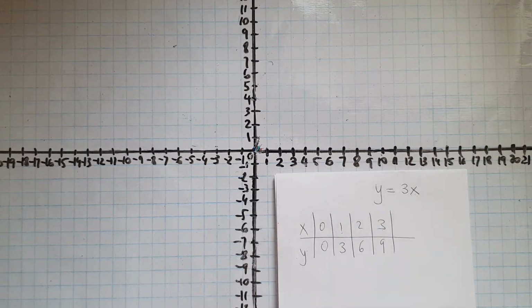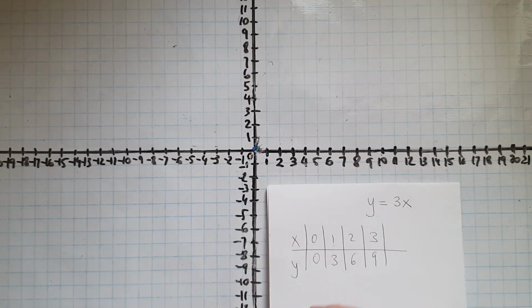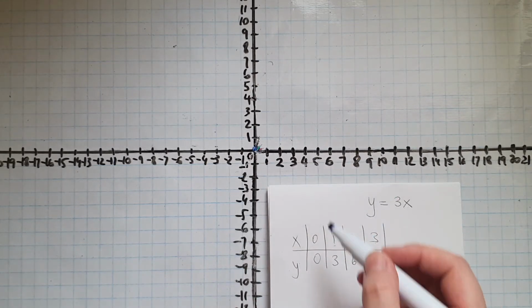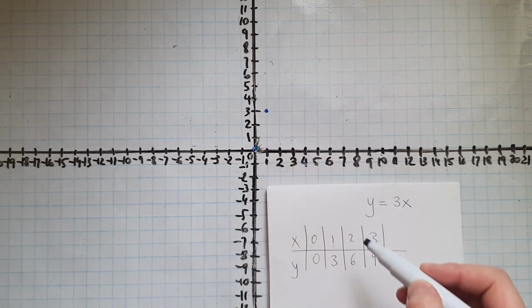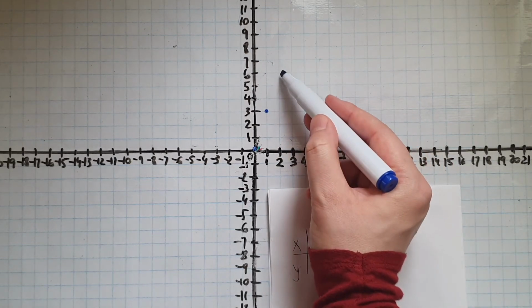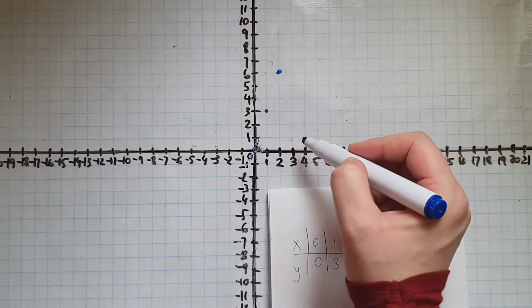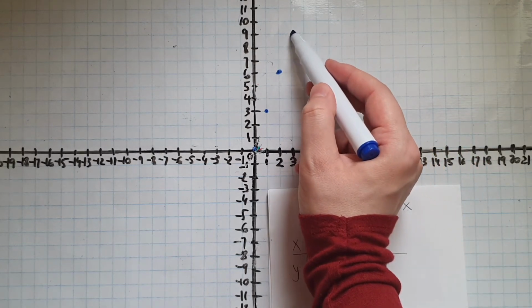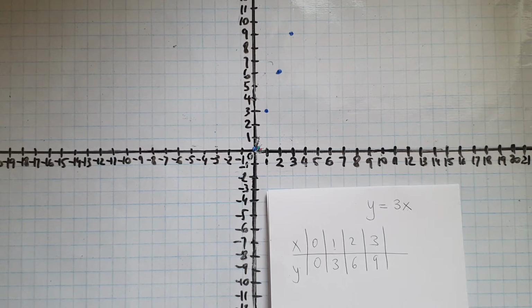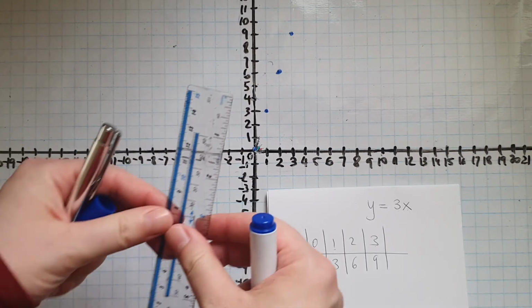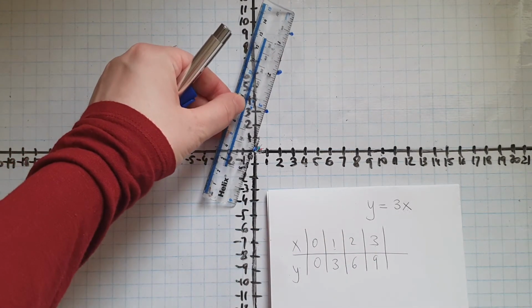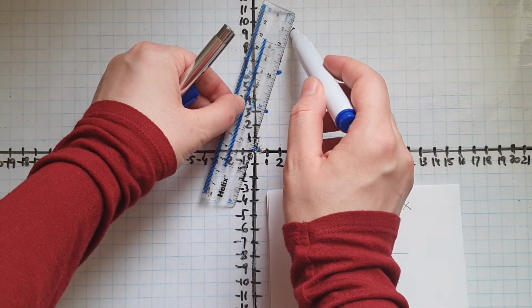So we just plot this now. 0, 0, 1, 3, 2, 6, 3, 9. And we just join the points.